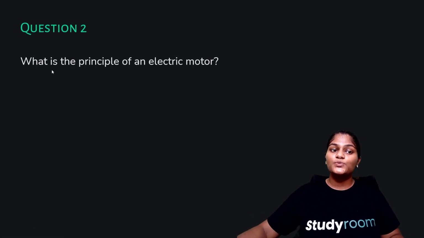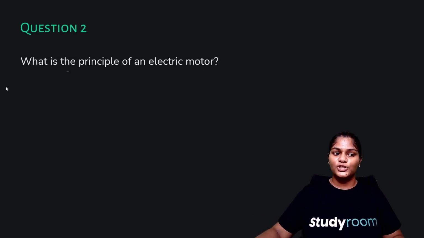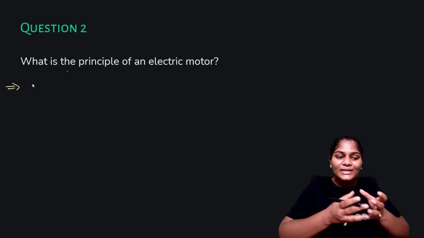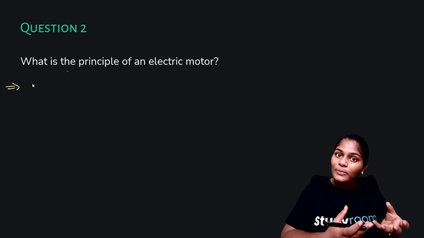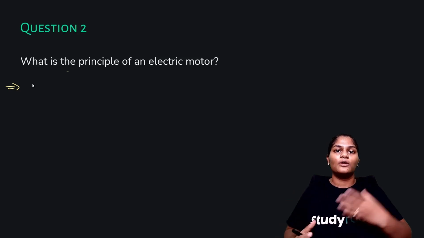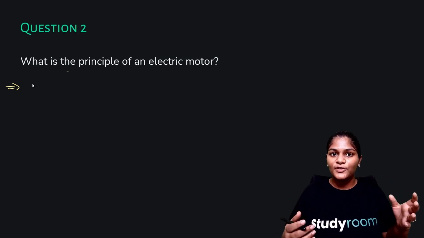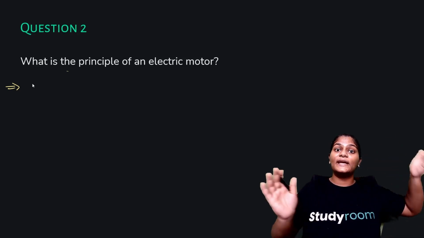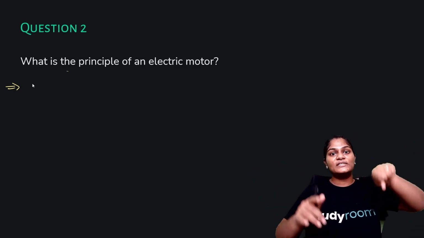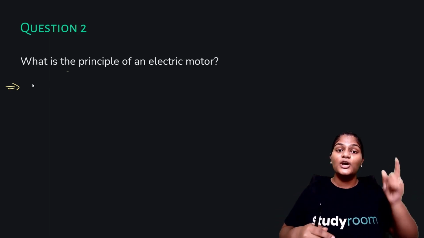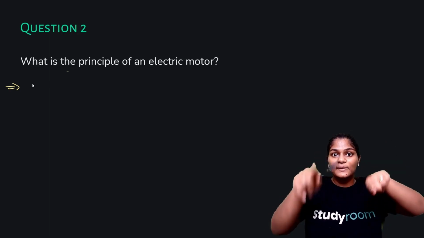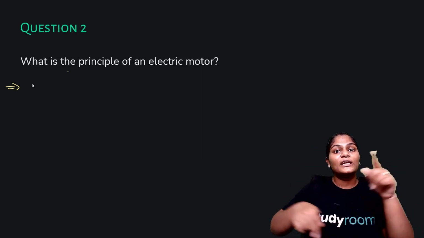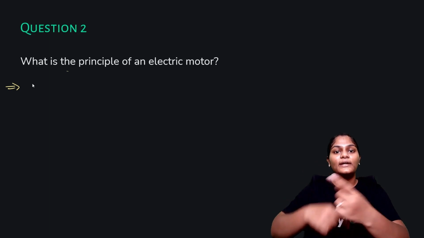The next question says, what is the principle of an electric motor? The principle basically means the main logic or main phenomenon behind the working of any appliance. The phenomenon is that whenever we place a current carrying conductor in an external magnetic field, some force is experienced by it. We saw that the force experienced by AB and CD was in a way to rotate it anticlockwise again and again, right?